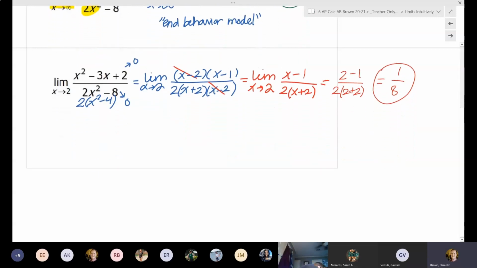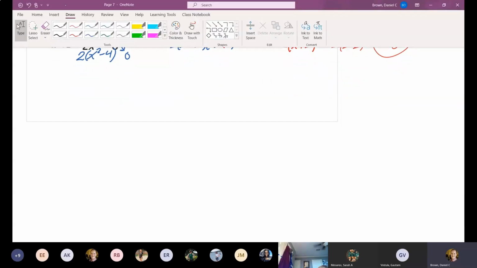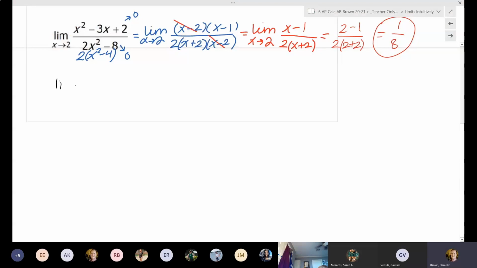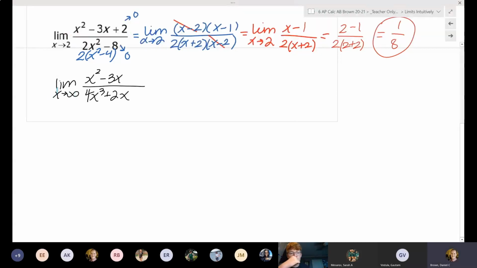I can adjust that. If I want to make up a different problem, just to make sure we get it, I'll do something similar. The limit as x goes to 2 of x squared minus 3x all over 4x cubed plus 2x. Looking at that example I just wrote down, let me adjust it so we're actually doing what matters most. So as x goes to infinity, that tells me I can do what matters most.